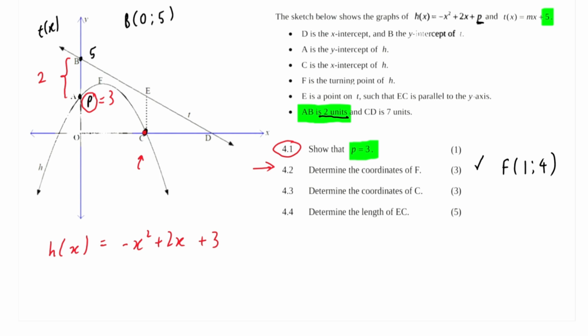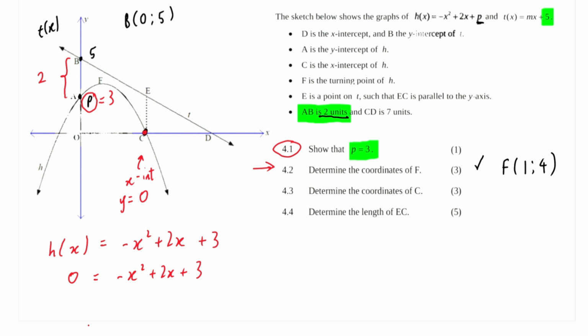C is an x-intercept because it cuts the x-axis. In order to solve for x-intercepts, we need to set y equal to 0. So we can say 0 is equal to minus x squared plus 2x plus 3. There are multiple ways to do this. You can plug it into your Casio calculator if you have the gray or white Casio, and it should solve this equation for you. Alternatively, you could use the quadratic formula. That's another approach.